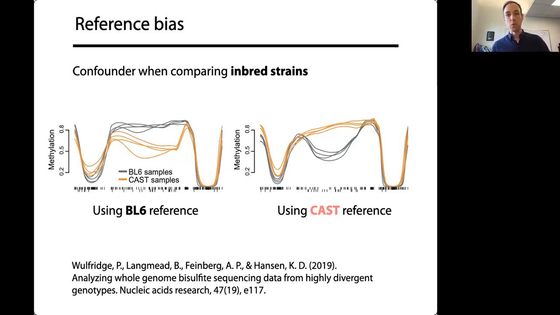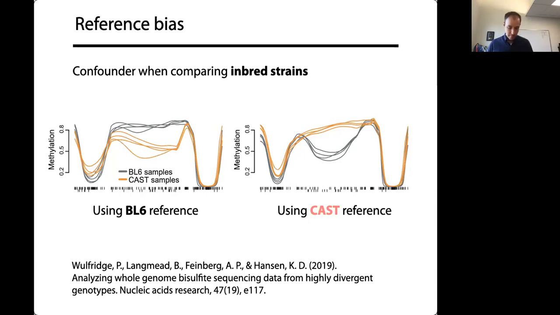So places where one strain had a CpG and the other strain had a TpG, which can be confused for having no methylation at a CpG. And depending on which strain you used as your reference genome, the direction of the differential methylation flipped, right? So if you use one strain, it goes one way, you use the other strain, it goes the other way. Complete nightmare, right? So it's another example of where reference bias is confounded with the thing that we're trying to study.